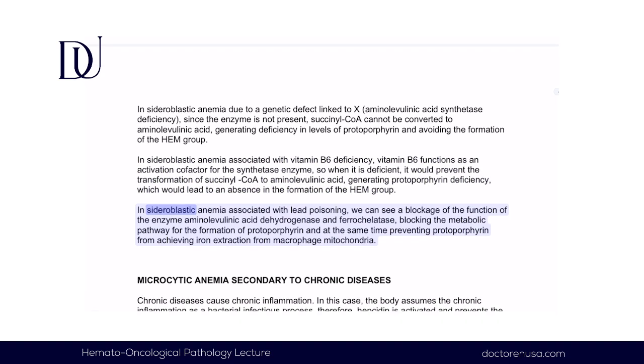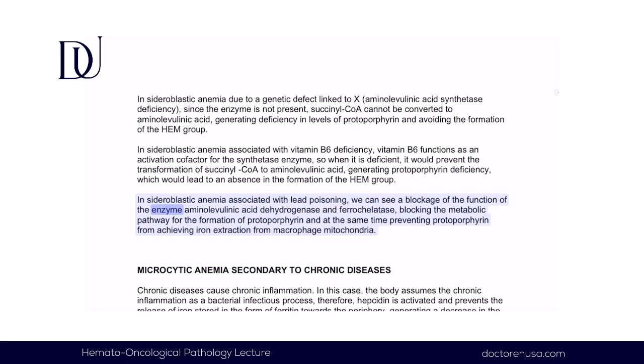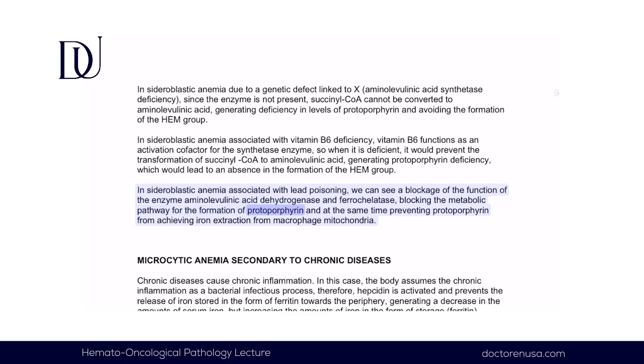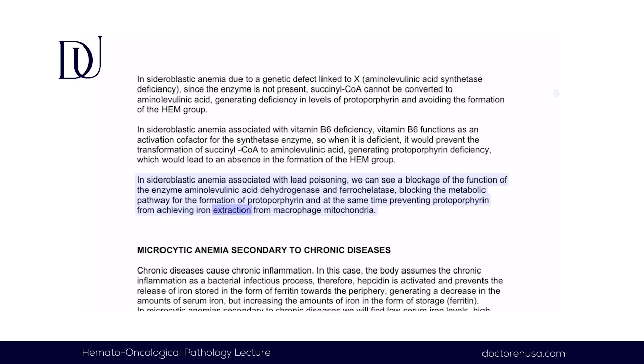In sideroblastic anemia associated with lead poisoning, we can see a blockage of the function of the enzymes aminolevulinic acid dehydrogenase and ferrochelatase, blocking the metabolic pathway for the formation of protoporphyrin and at the same time preventing protoporphyrin from achieving iron extraction from macrophage mitochondria.